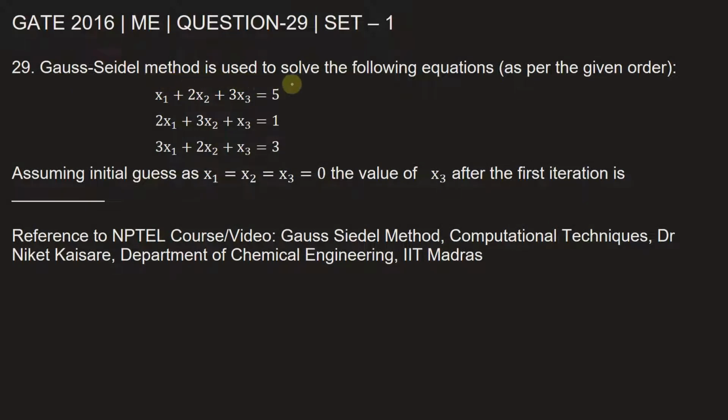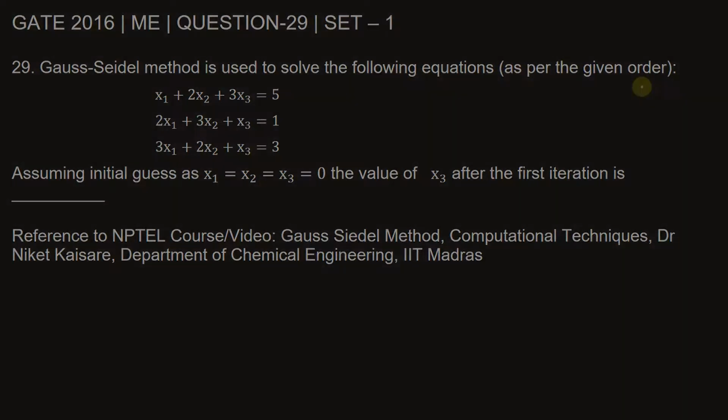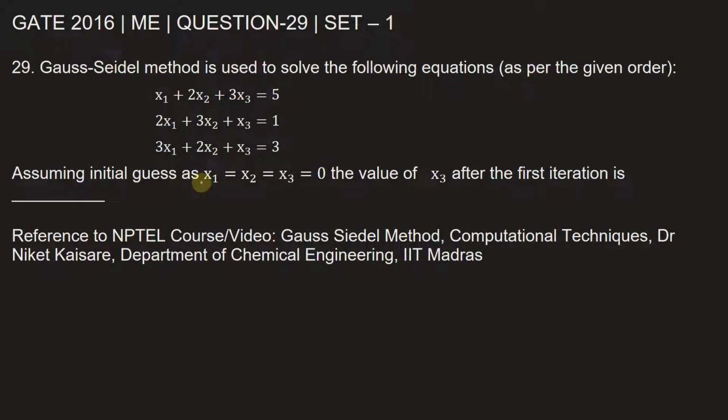Gauss-Seidel method is used to solve the following equations, and we have to solve it as per the given order. Now we have to assume that the initial guess x1 is equal to x2 is equal to x3 is equal to 0. Now the value of x3 after the first iteration is, so we need to find x3 after first iteration. So initial guess we are given that we have to assume x1 should be equal to x2 should be equal to x3, which is equal to 0.